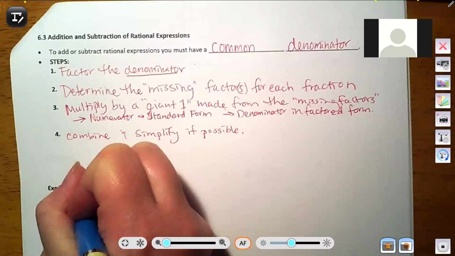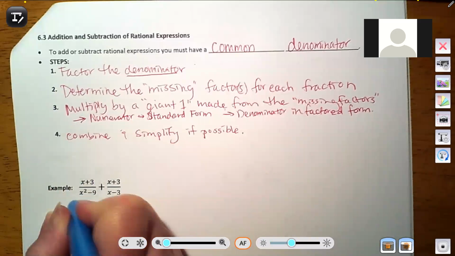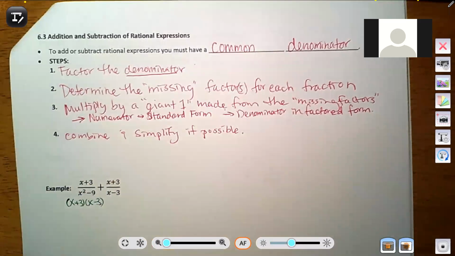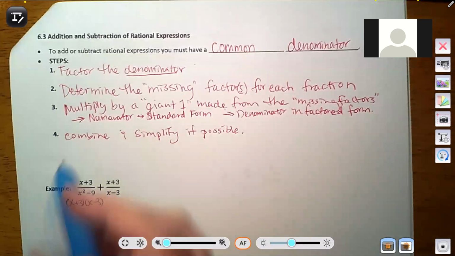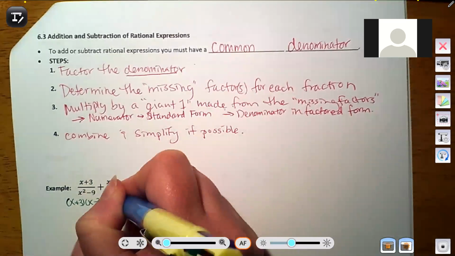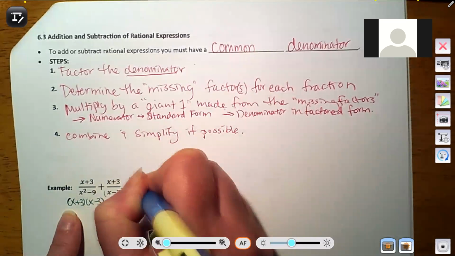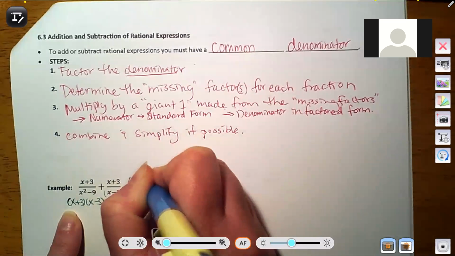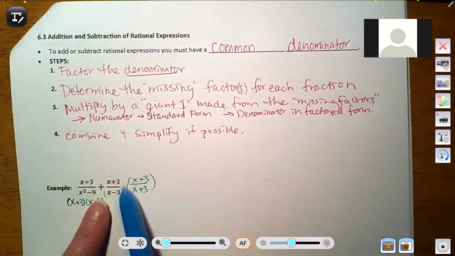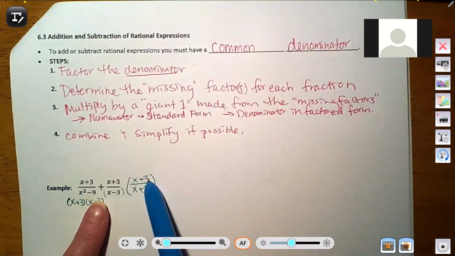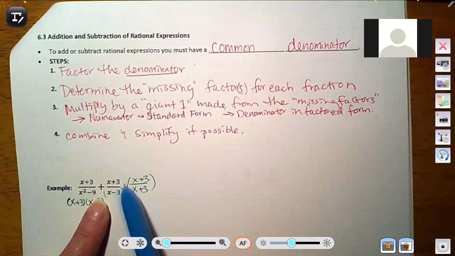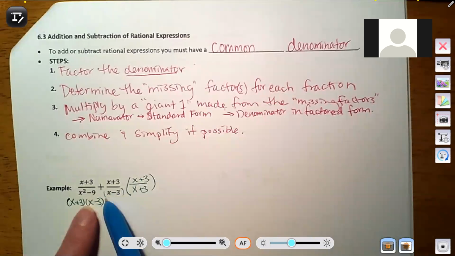So the denominator here is a difference of squares. So it's x plus 3 times x minus 3. So to get a common denominator, I would need to have not only this x minus 3, but also an x plus 3 factor. But I don't want to change the value of the expression over here, so I have to do x plus 3 over x plus 3. So I'm really just multiplying by 1. So I'm not changing the value of this, but I'm writing it so that now I have a common denominator.